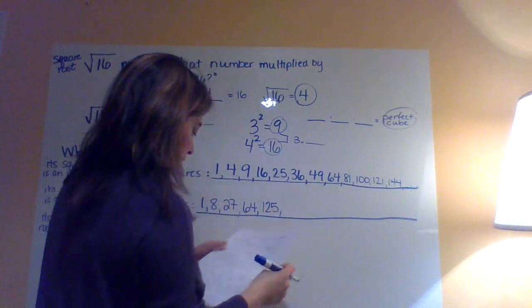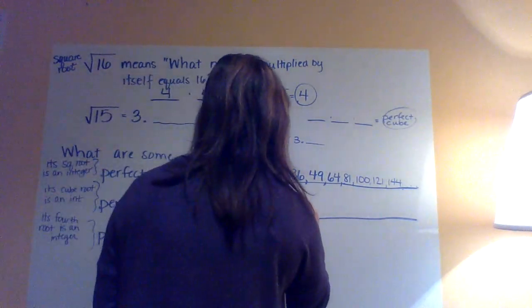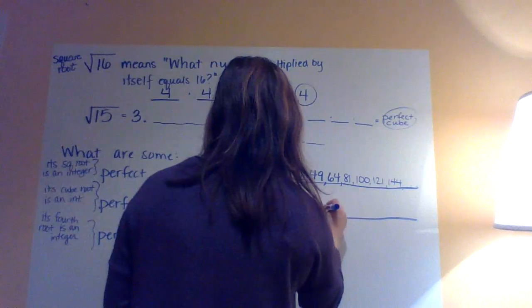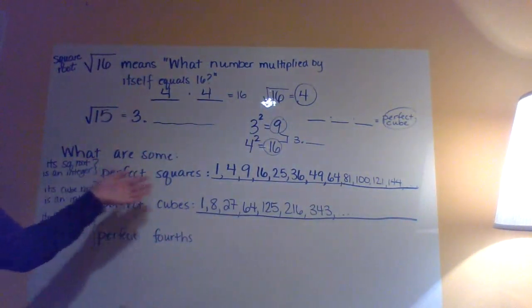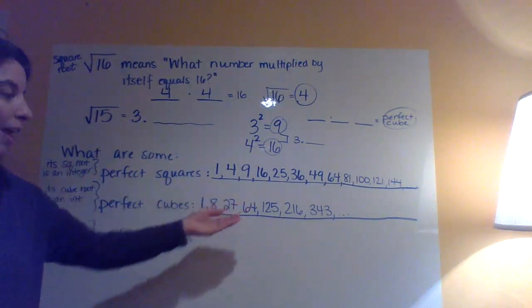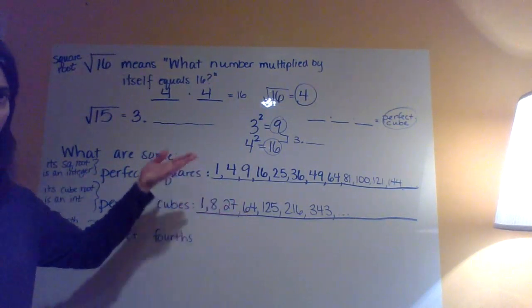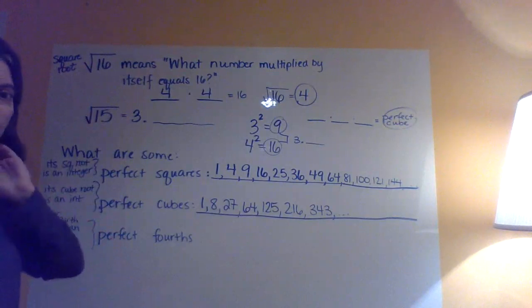Okay, so I have these written down. I'm just going to do a couple more. So 6 cubed would be 216, 7 cubed is 343. Again, they keep going. Notice they get big fast, and they get big faster and faster as you have a higher exponent. Okay?